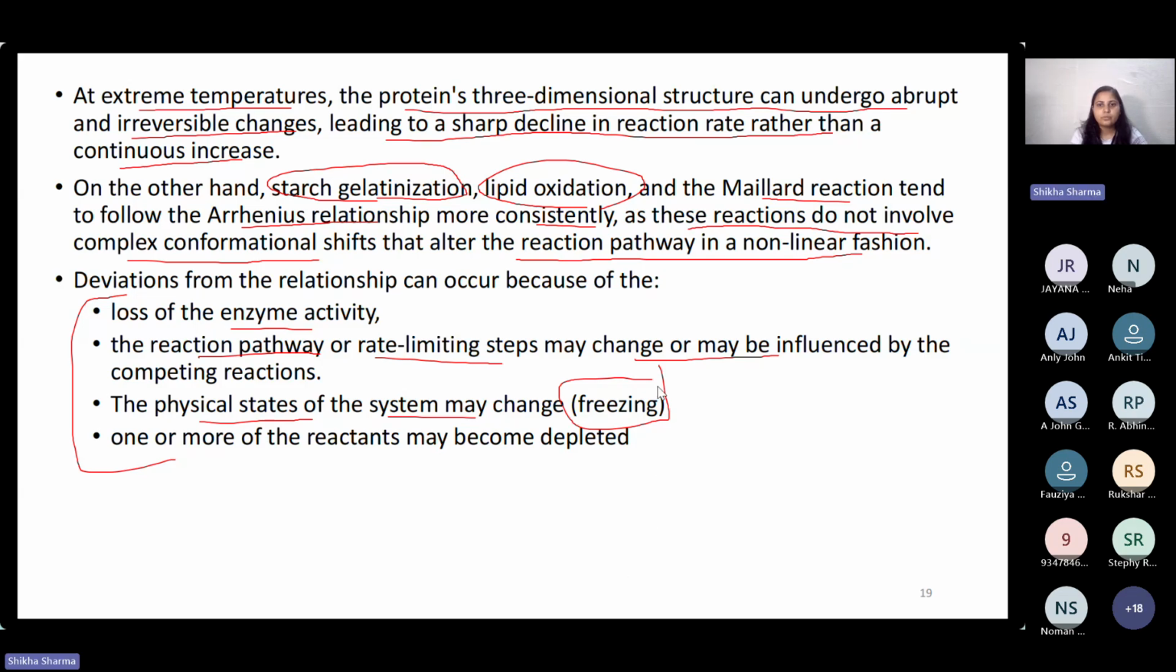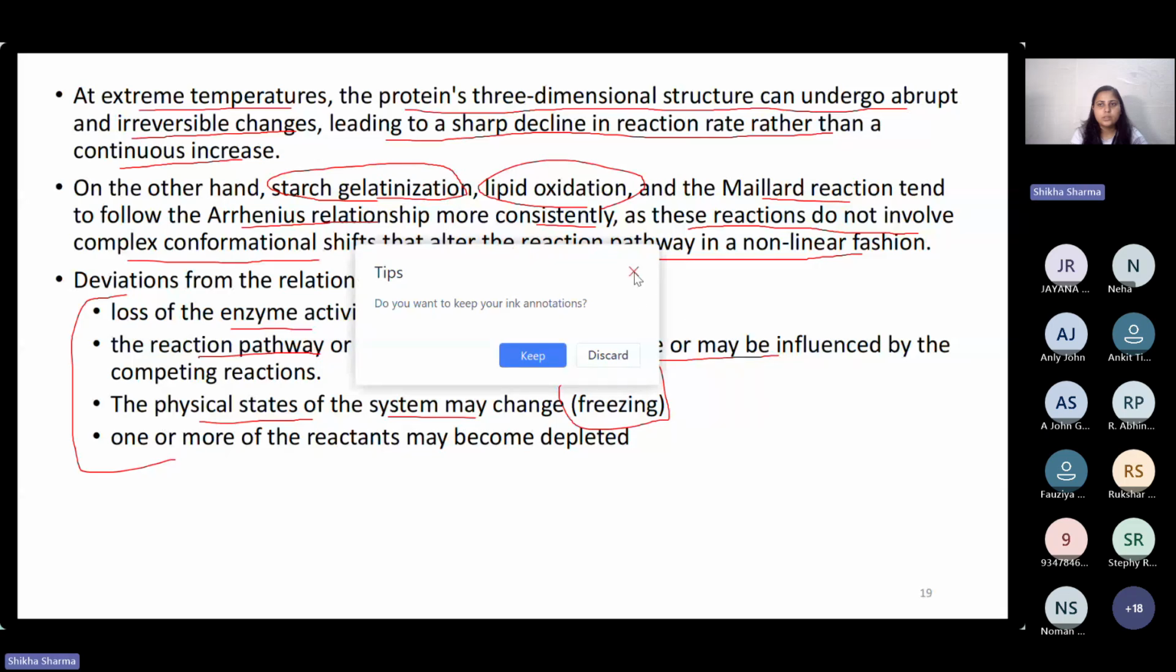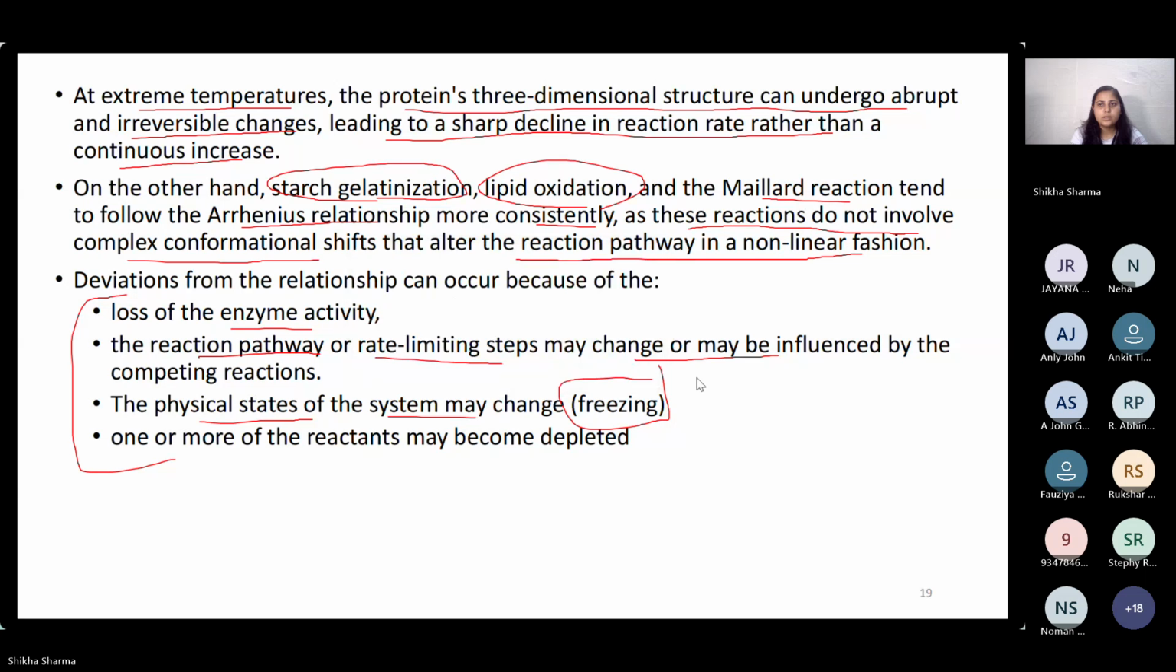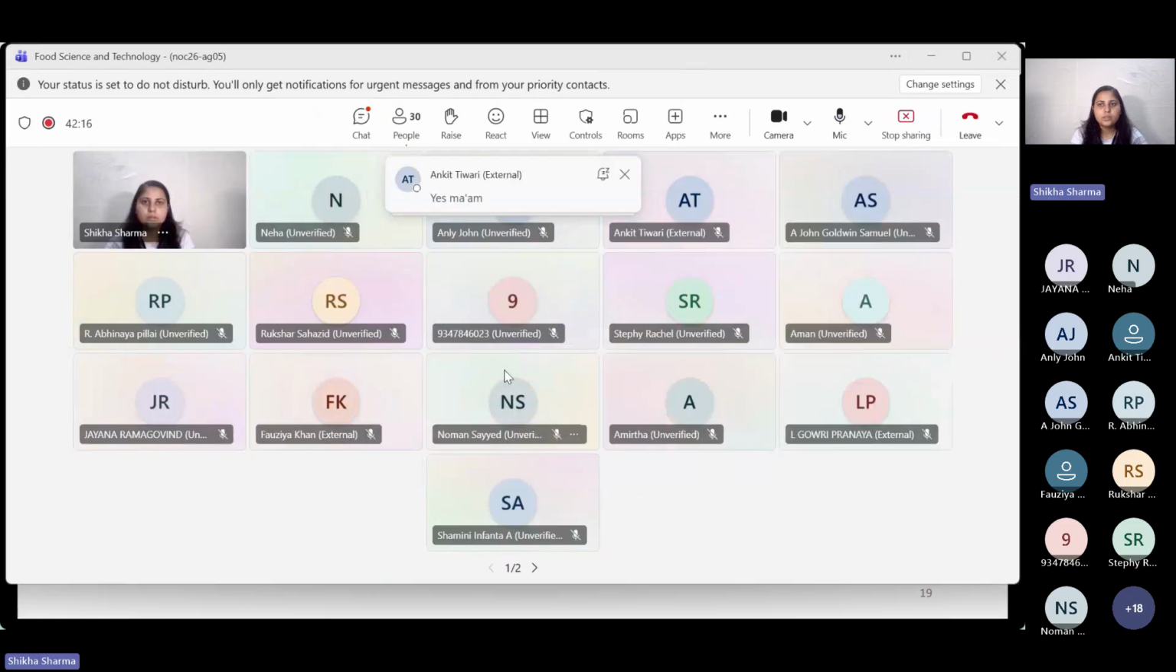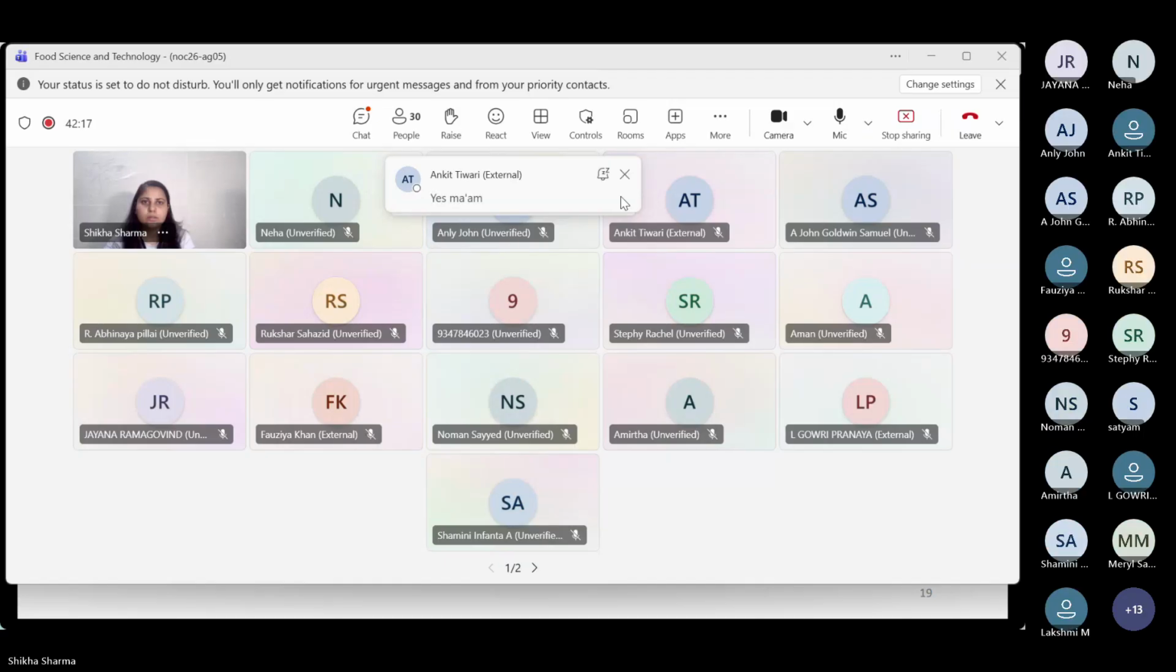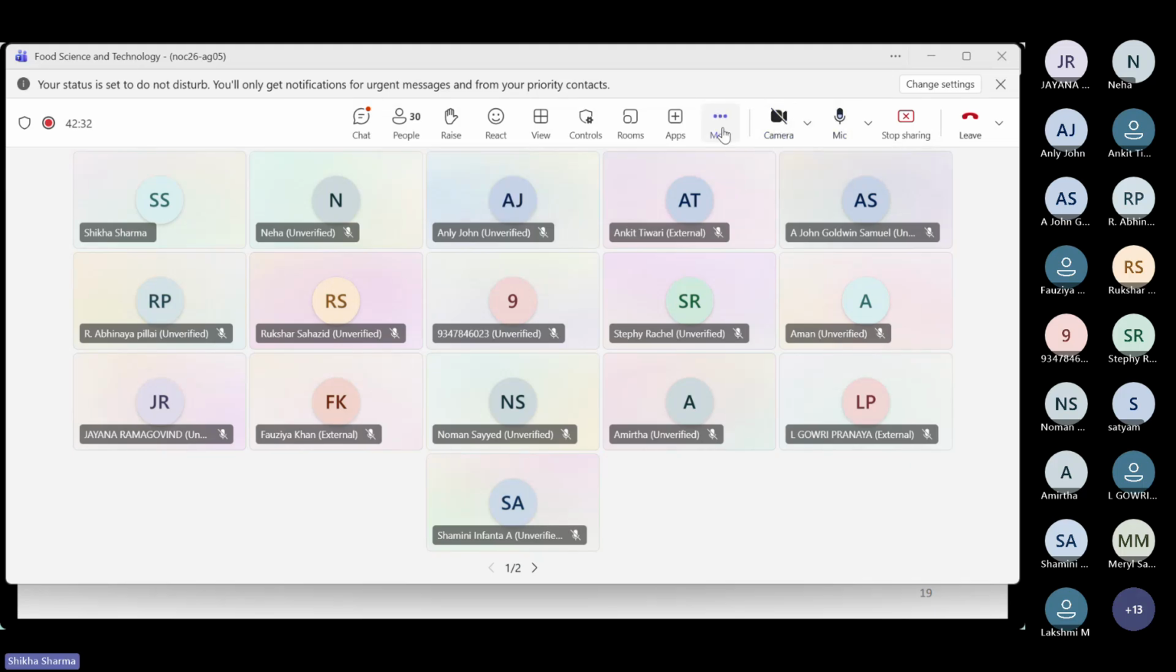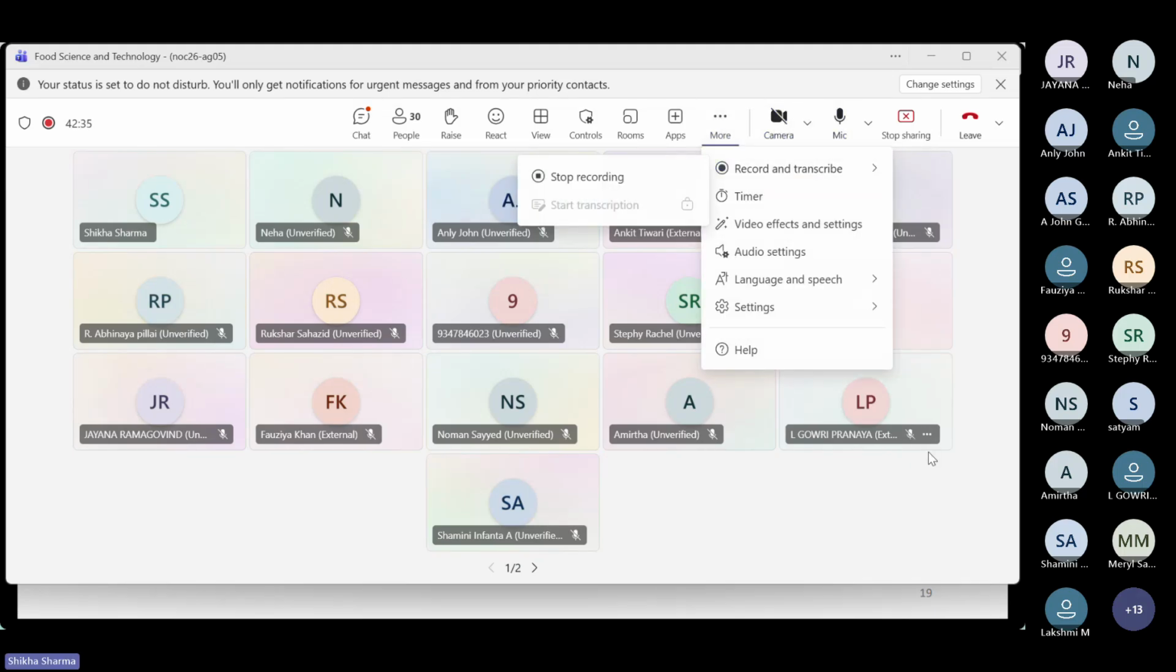So in freezing, am I visible? Am I audible also? Is the screen visible? Is this working fine? Okay. My connection was interrupted for a bit, so I thought, okay, so recording is on. Yeah.